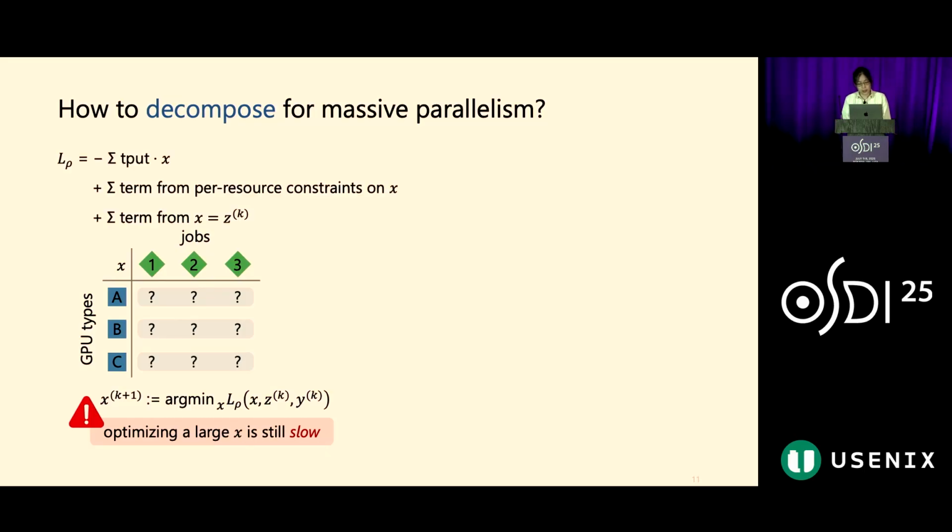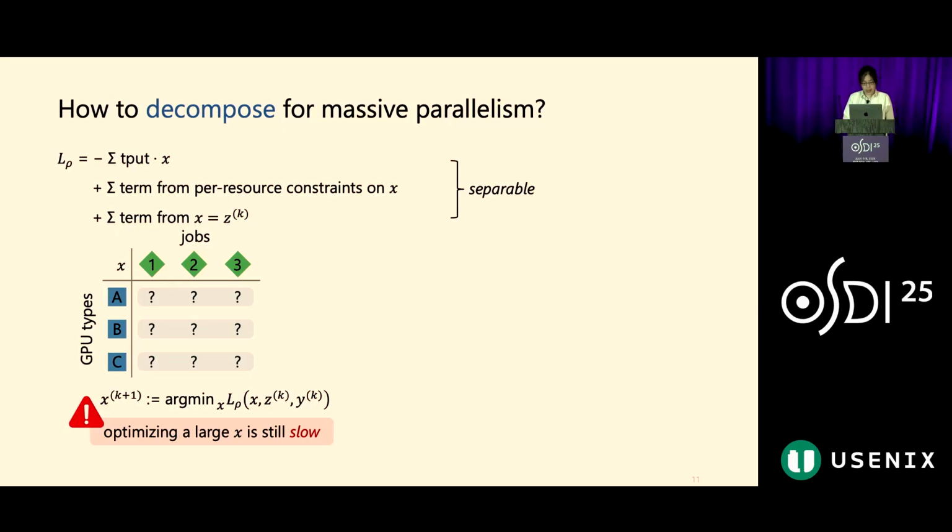After we take a closer look at the augmented Lagrangian, we found something useful. First, the objective is separable. The total throughput is the sum of throughput from each GPU type. The term from resource constraints is also separable, as it is defined per resource for each GPU. Even the term from x equal to z turns out to be separable, as we can rewrite this as each row of x equals its corresponding row of z.